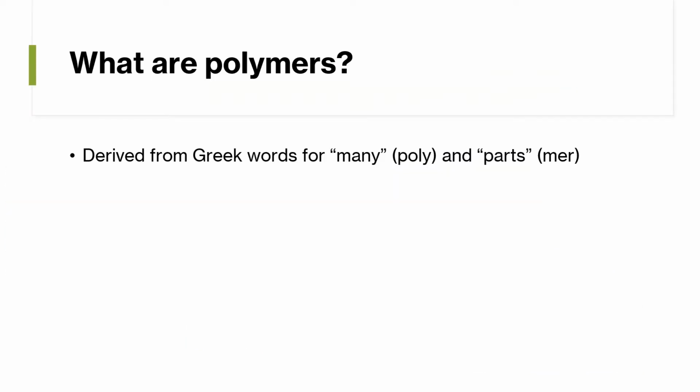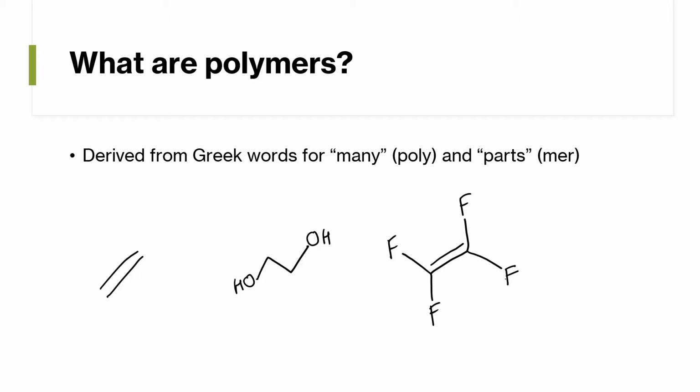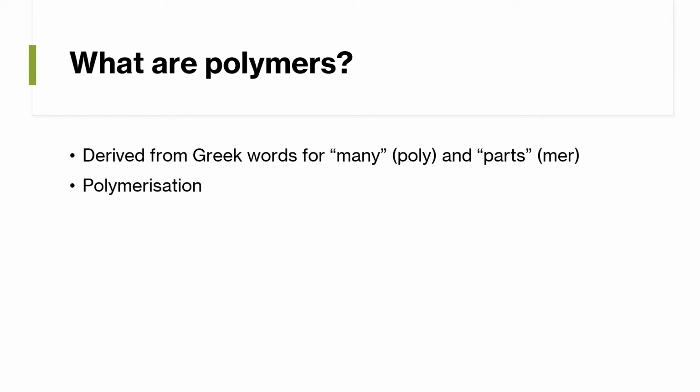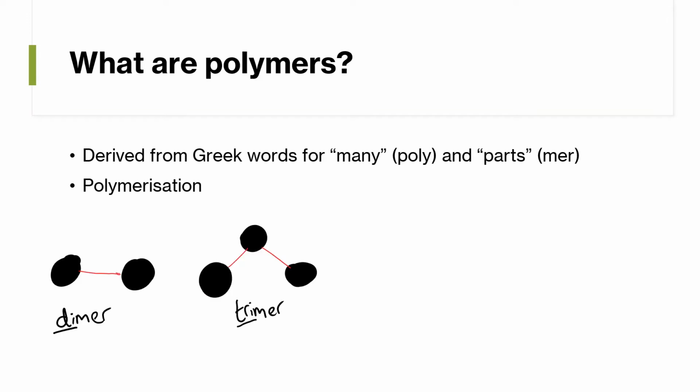A polymer, derived from the Greek words for many parts, is a large molecule made by linking repeating small units, known as monomers. Examples of monomers could be ethene, 1,2-ethanediol, and tetrafluoroethylene. The joining together of these small units is a process known as polymerization. The joining of two units forms a dimer, three a trimer, and so on.